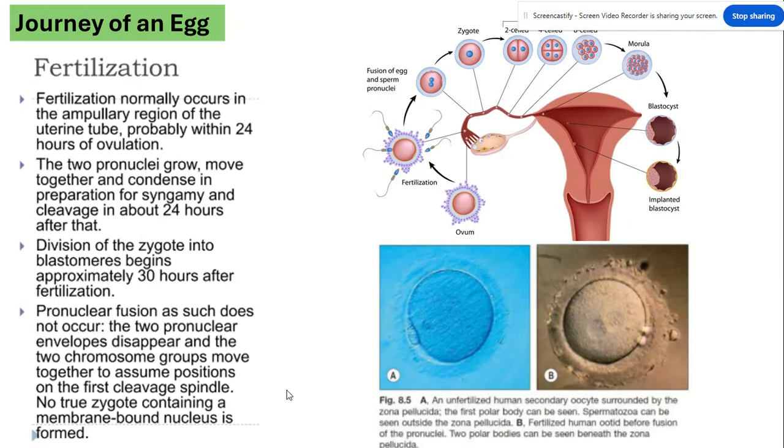Journey of an egg. Fertilization normally occurs in the ampullary region of the fallopian tube, probably within 24 hours of ovulation. The two pronuclei grow, move together, and condense in preparation for syngamy. Cleavage begins in about 24 hours. Those who know meiosis and mitosis understand what cleavage is. Division of the zygote into blastomeres begins approximately 30 hours after fertilization.